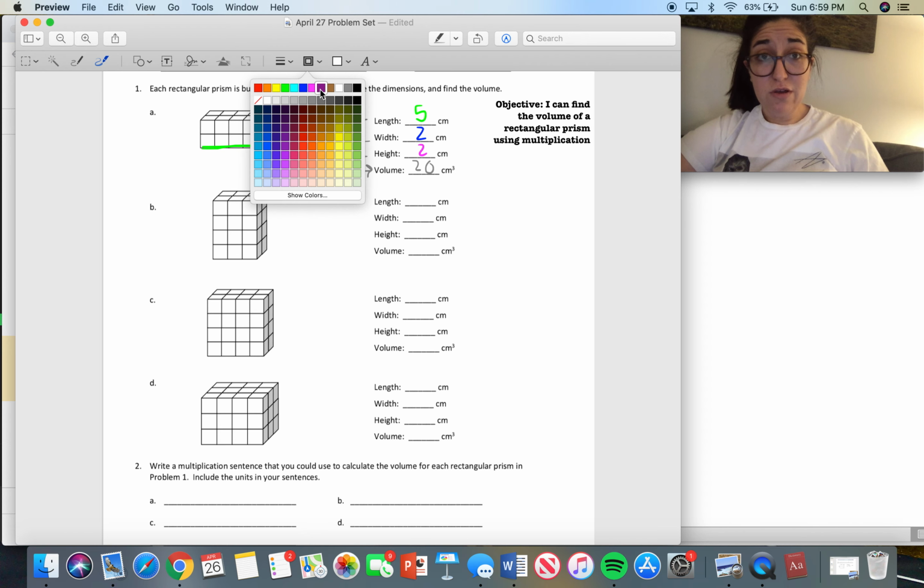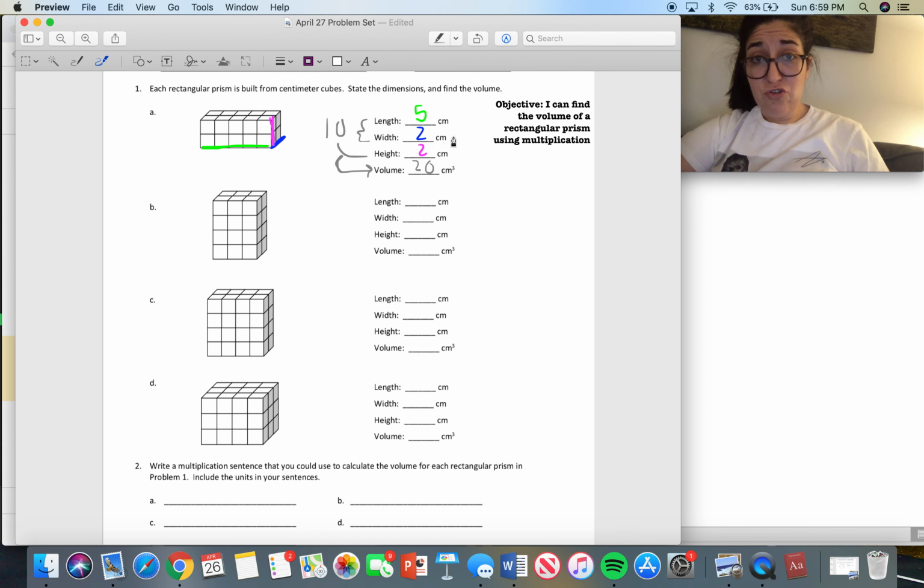I could have, or the length and the height, I could have done 2 times 2 is 4, and then multiplied 4 times 5, right? And 4 times 5 is also going to be 20. This looks like a 3, so let me just fix that. Right, 4 times 5 will also be 20. Doesn't matter which one you do first.